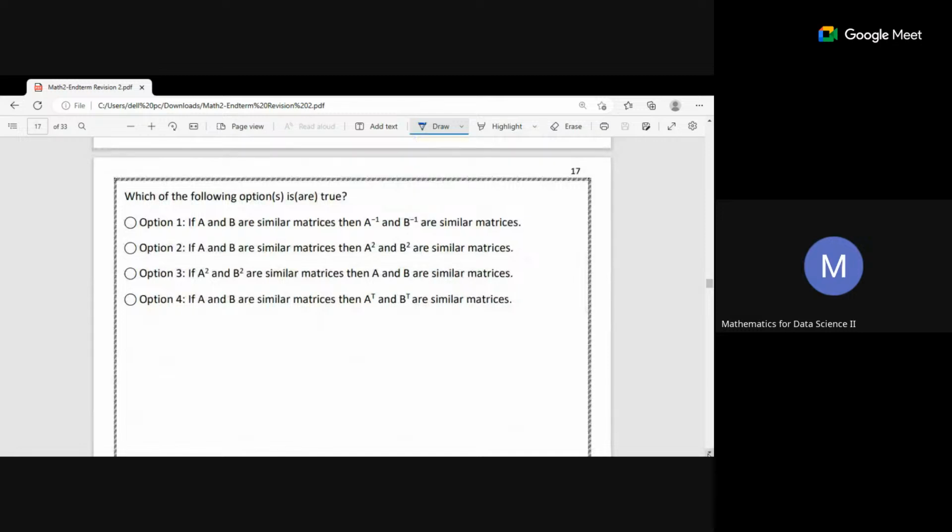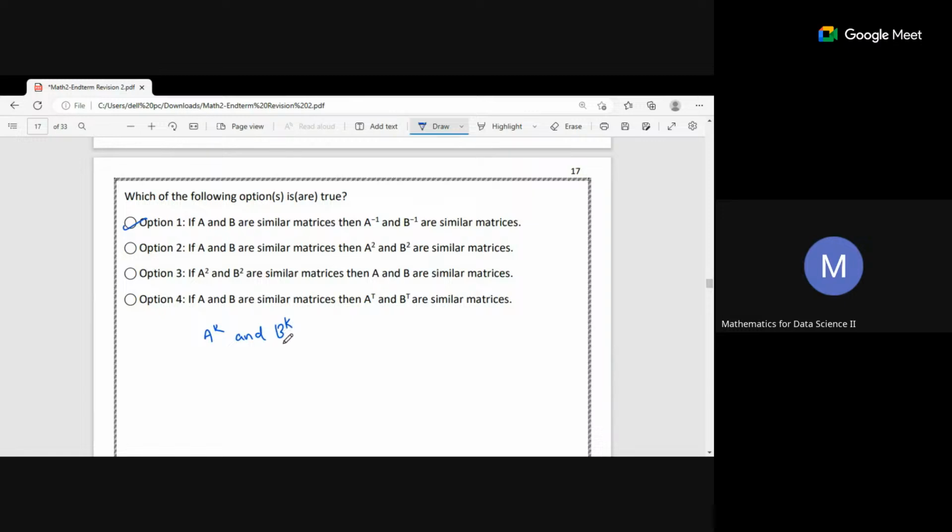This is something we have already seen. Quickly answer this. If A and B are similar, then A inverse and B inverse are similar. Is that true? Yes, ma'am. True. Okay. If A and B are similar, then A square and B square are similar. It's true, right? In fact, A power K and B power K are similar. We have proved this, right?